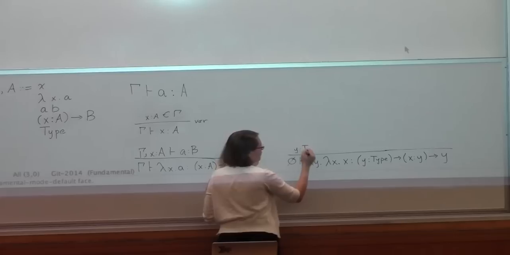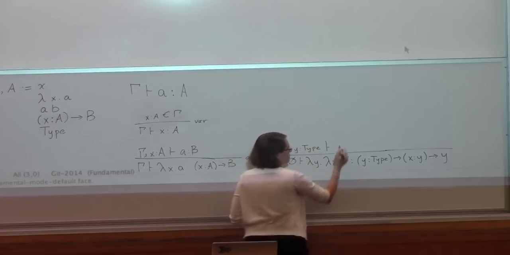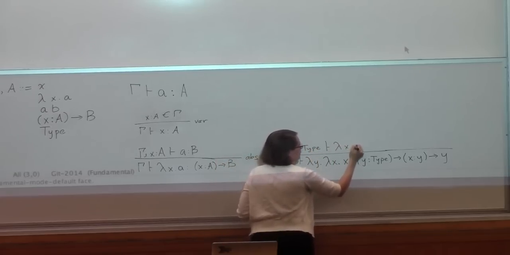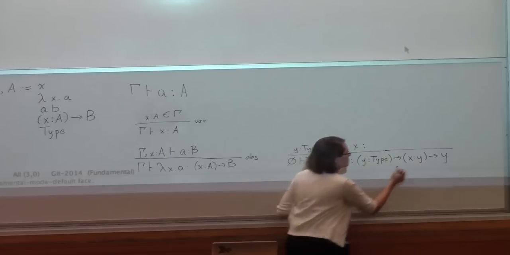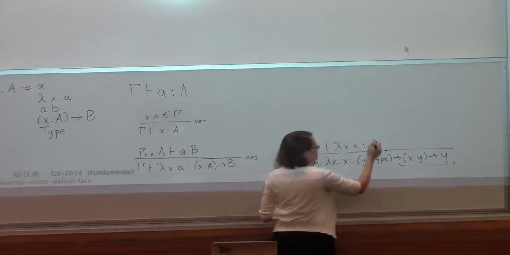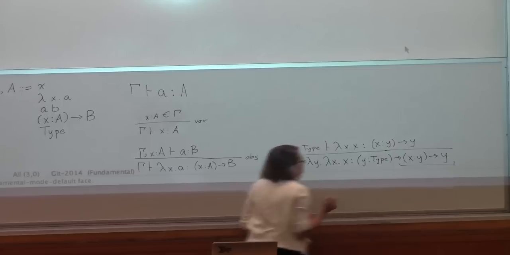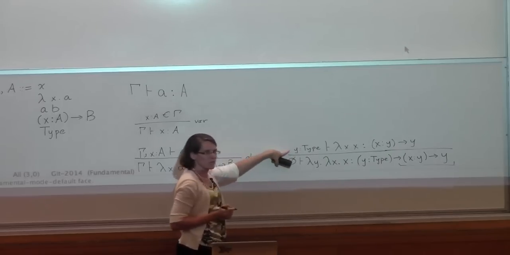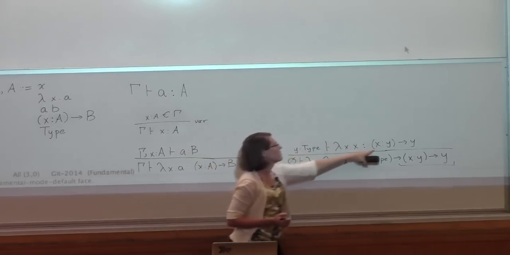So we can use the abs rule and say, well, this works if we take the context, add Y colon type to it, and then show that the body, which is another lambda, has the type, this part here, that's B. And then why does this type check? Why does this hold true? Why does this body in this context have that type?